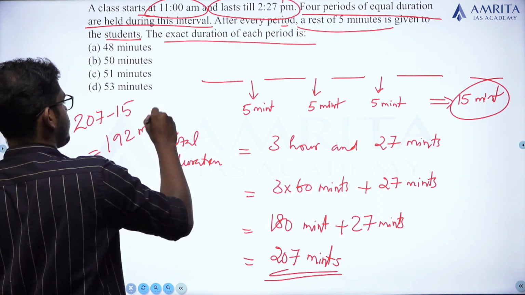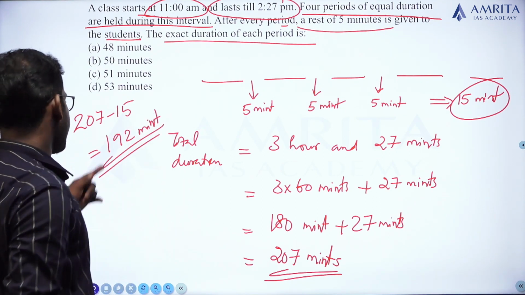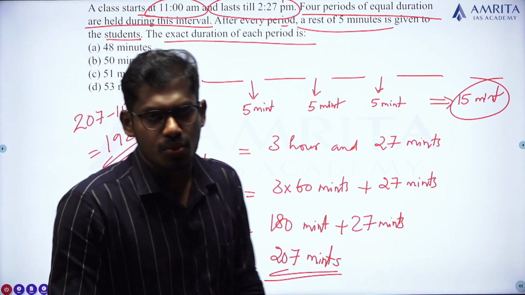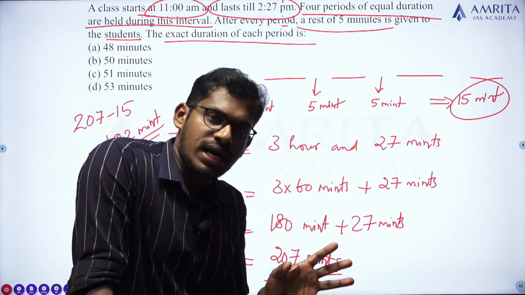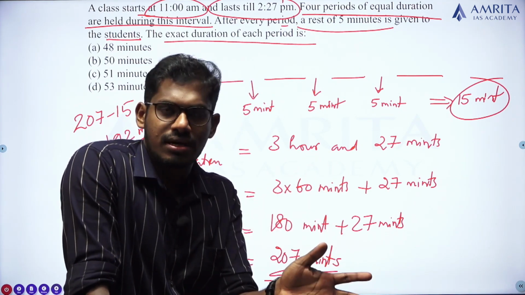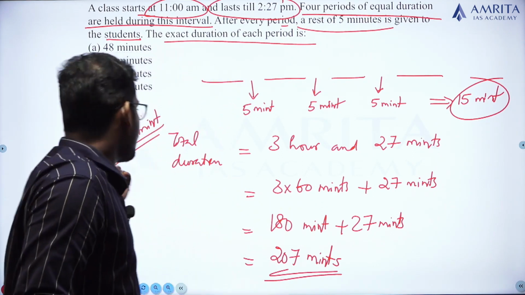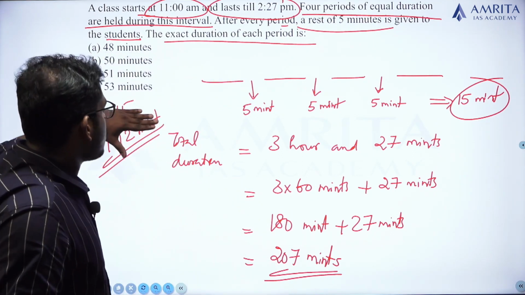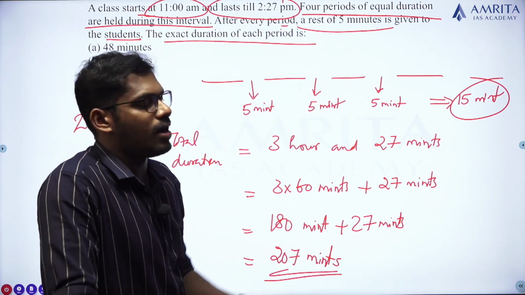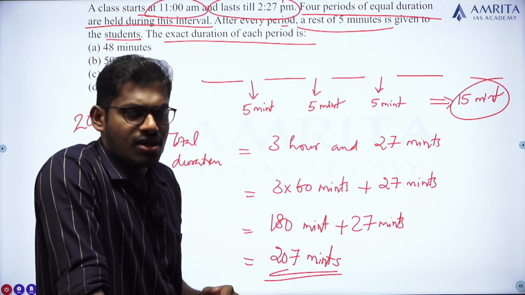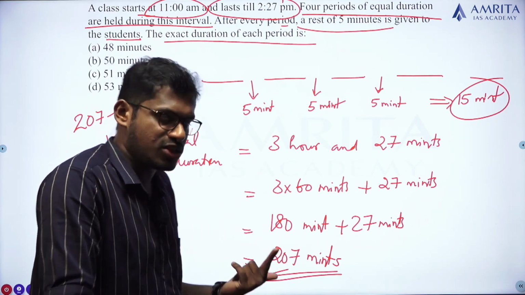192 minutes. 192, 202, 207. So 192 minutes. So the duration of the class excluding the time for interval is 192 minutes, and the 192 minutes spans in 4 periods of each equal duration.